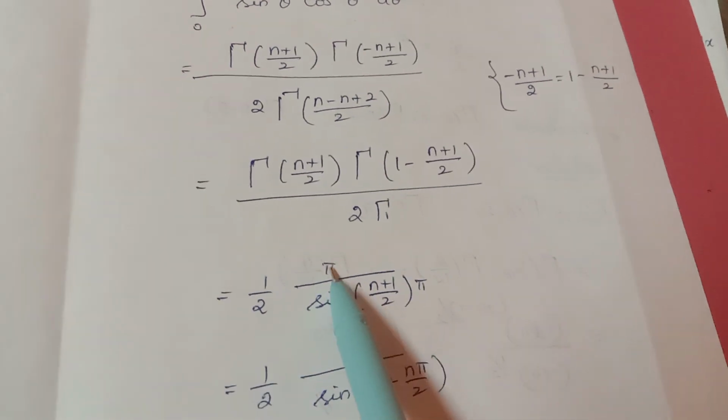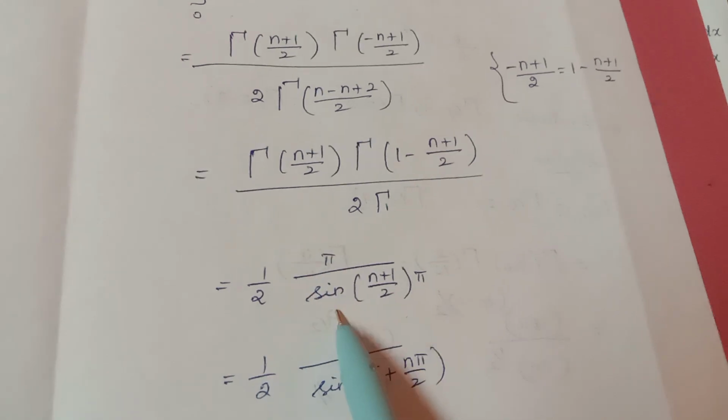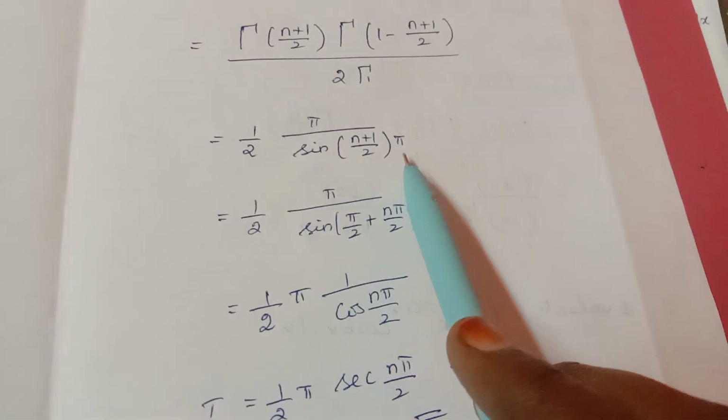So it is equal to pi by sin n pi. What is the value of n here? n is (m plus 1) by 2. So pi by sin of ((n plus 1) by 2) into pi.